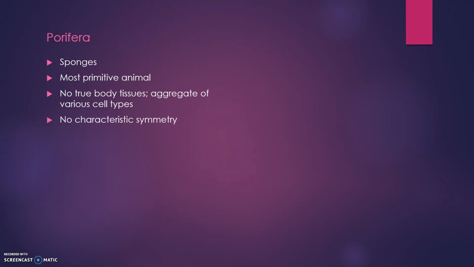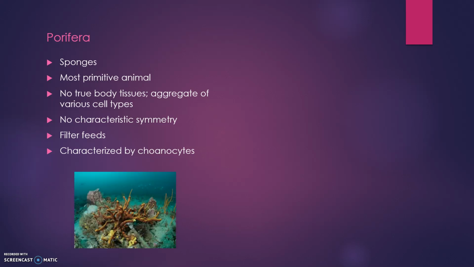Some other traits of these are that they don't really have a characteristic symmetry. Some may look radially symmetrical, others may be asymmetrical. It's not really something you have to worry about. They're filter feeders, and they're characterized by a cell called a choanocyte, which has a flagellum and propels water to move throughout the pores in the sponge, which helps with their feeding. And there's an image of a sponge.